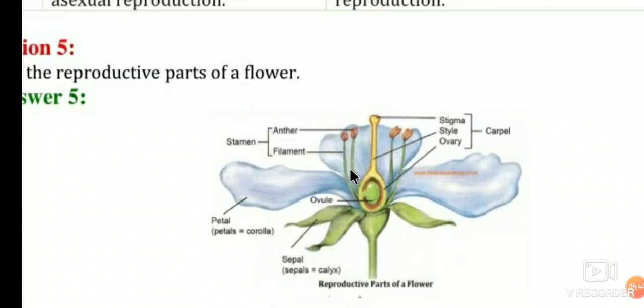So you should write the same thing like this. Then you get a complete 4. If they give 4 marks, you get 4 marks. Otherwise, if they give 3 marks, you get 3 marks.